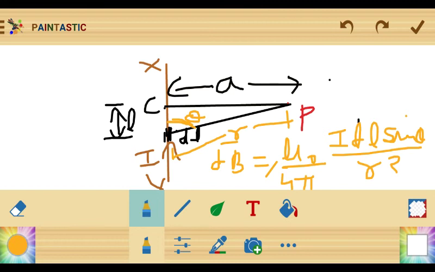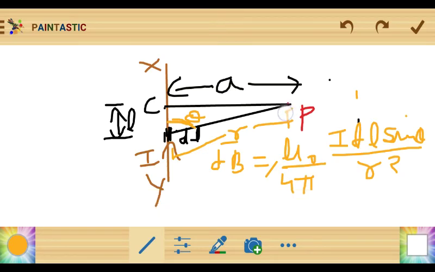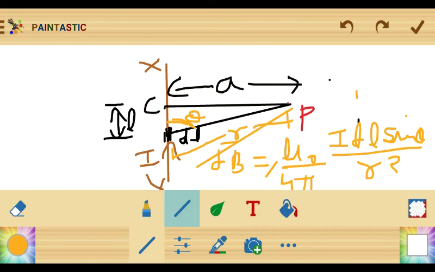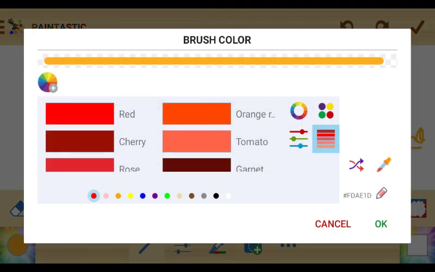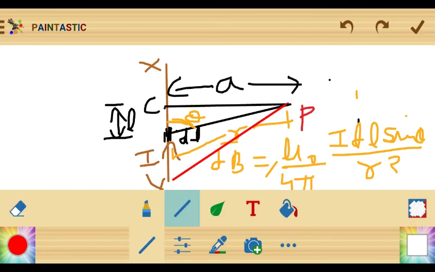But this is due to this small element, and our purpose is to find the magnetic field due to the whole wire, the complete XY wire. So for simplicity, I'll use some other pen, because I have to cover the complete wire from X to Y.